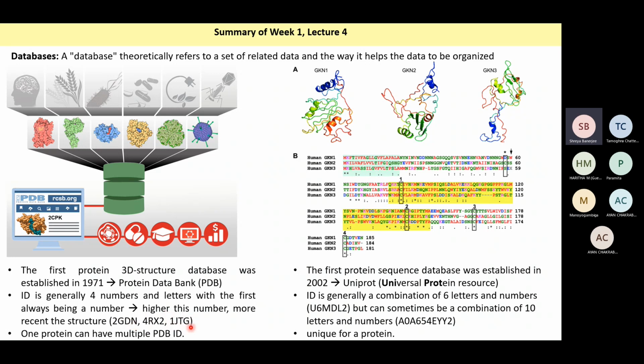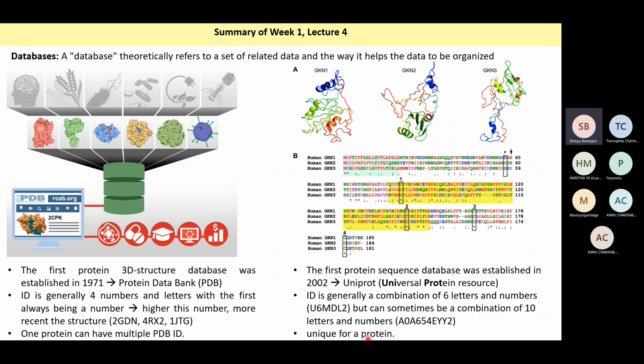is this 1 JTG. Now, one protein can have multiple PDB IDs because one protein can have many different conformations, so in different environments. So according to that, one protein can have as many PDB IDs as the number of conformations. The protein database for the protein sequences was first established in 2002, and it was called UniProt, or Universal Protein Resource. The UniProt ID is generally a combination of 6 letters and numbers, but can sometimes be a combination of 10 letters and numbers.